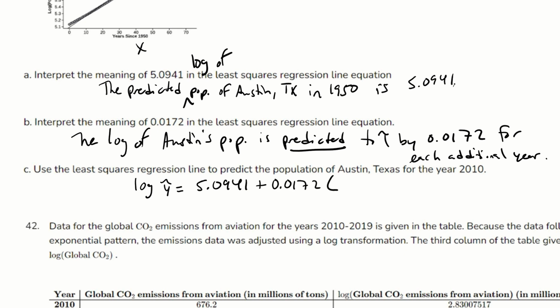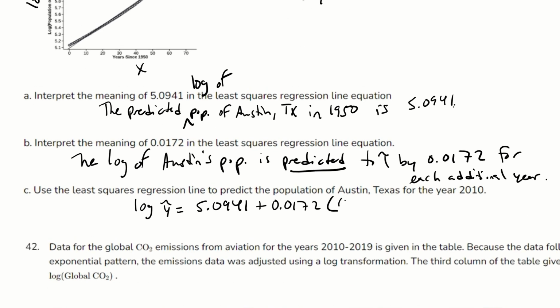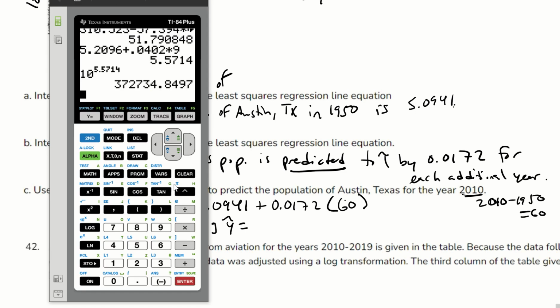So we're going to plug in 2010, which is going to be 60 years, right? Because 2010 minus 1950 is 60 years since. And plug in 60 for x. So we'll add that together.